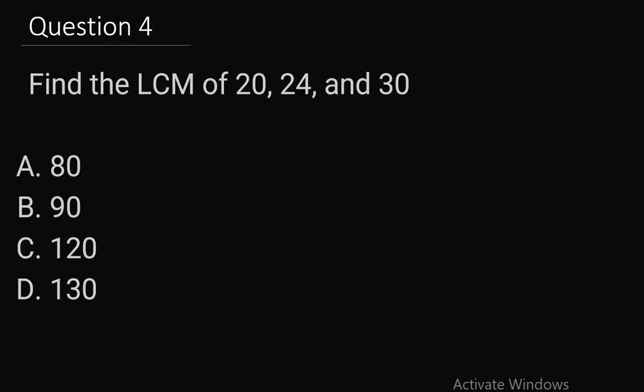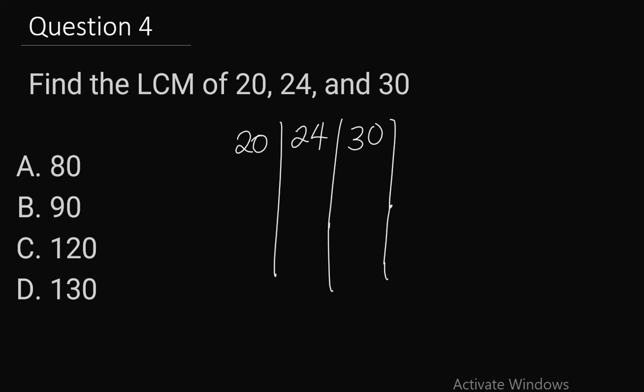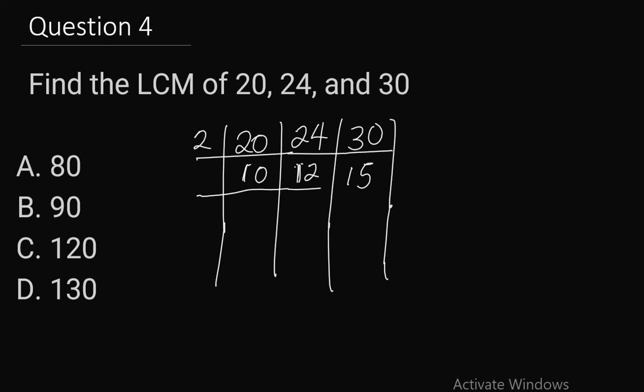Question 4 says, find the LCM of 20, 24, and 30. As I solve this, compare this to what we did for HCF. For HCF, we have to use a number that can divide all the numbers involved. But for LCM, we are not going to do that. We just pick a number that can divide at least one of the numbers here. We'll start with 2. 20 divided by 2 is 10. 24 divided by 2 is 12. 30 divided by 2 is 15. If it's HCF, we won't be able to use 2 again. But since this is LCM, 10 and 12 can be divided by 2. So we'll continue with 2.